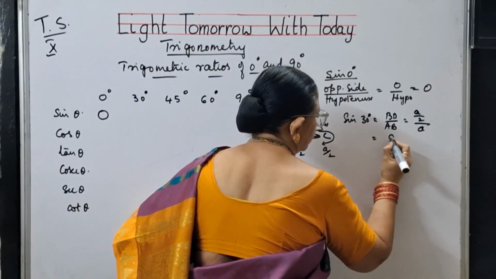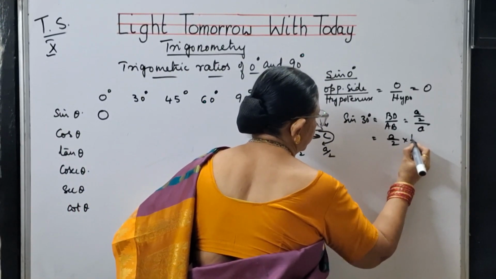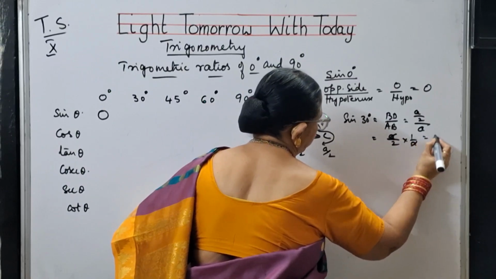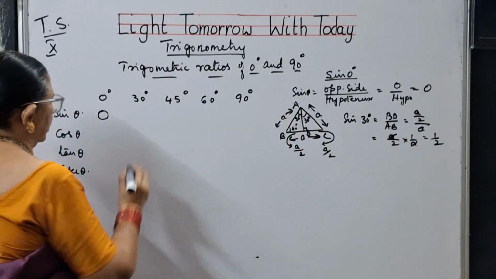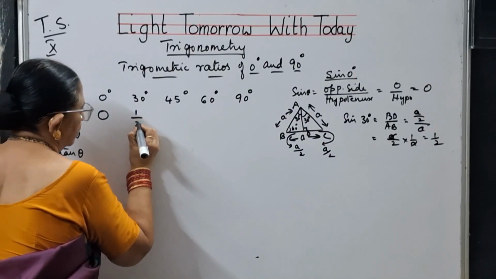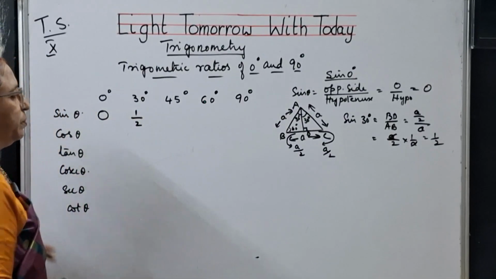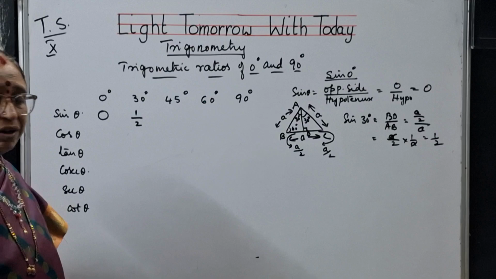That means this is a by 2 into 1 by a. These two will get cancelled. You are getting the value of 1 by 2. That means sine 30 is 1 by 2. I hope I am clear, children.